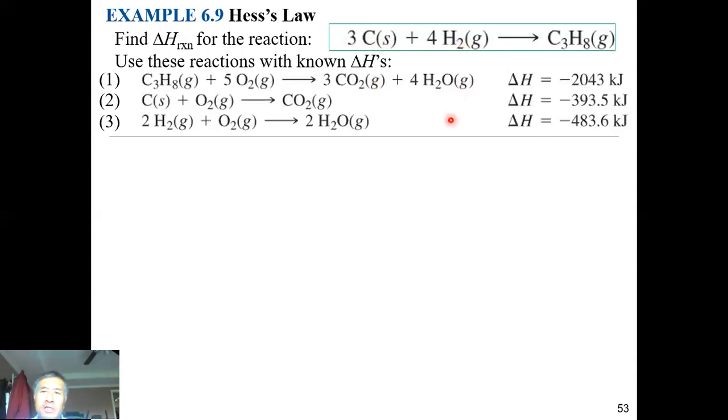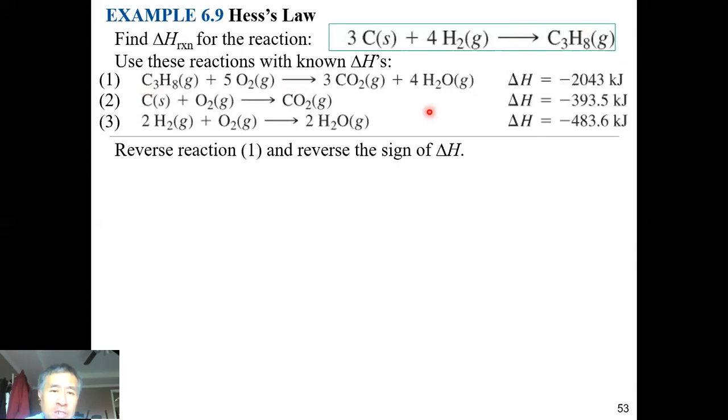So last, you will say in this equation you want C3H8 as the product. Which of these three equations gives us C3H8? The first one. The number is okay: you need one C3H8, and here you have one C3H8 gas. What's the problem? The location. You need this C3H8 on the right side of the arrow, and here it is on the left side of the arrow. So you have to reverse this first equation. Okay, so this is our plan.